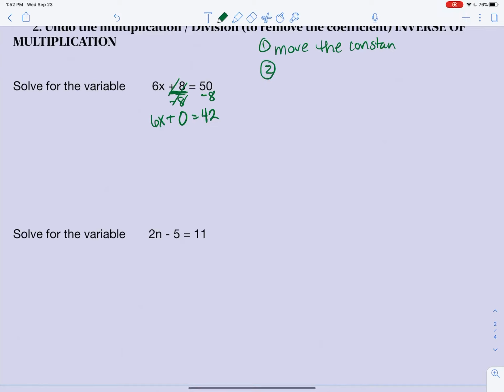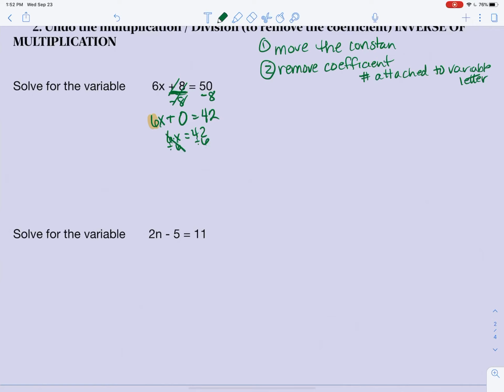Second thing that you want to do is to remove the coefficient. The coefficient is the number attached to the variable, which is the letter. So I want to remove this. I need to get x alone. So do I need the 0 anymore? No. So let's rewrite it. 6x equals 42. So 6x means 6 times x. So I'm going to divide both sides by 6.